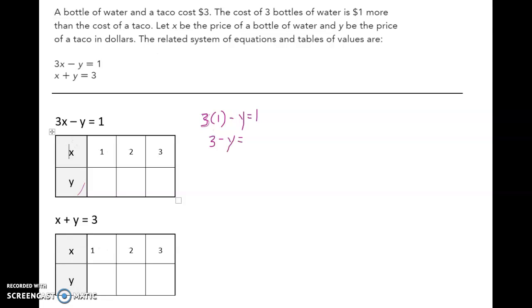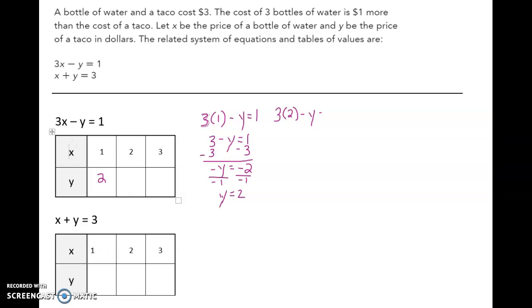We can solve it algebraically. You can solve it intuitively, most likely. We subtract 3 from both sides, we get negative Y equals negative 2. Divide both sides by negative 1, and we get Y equals 2. But you can see right from the very beginning of this, 3 minus Y equals 1, so we know that Y has to be 2. In fact, we'll do the rest of this a little more intuitively.